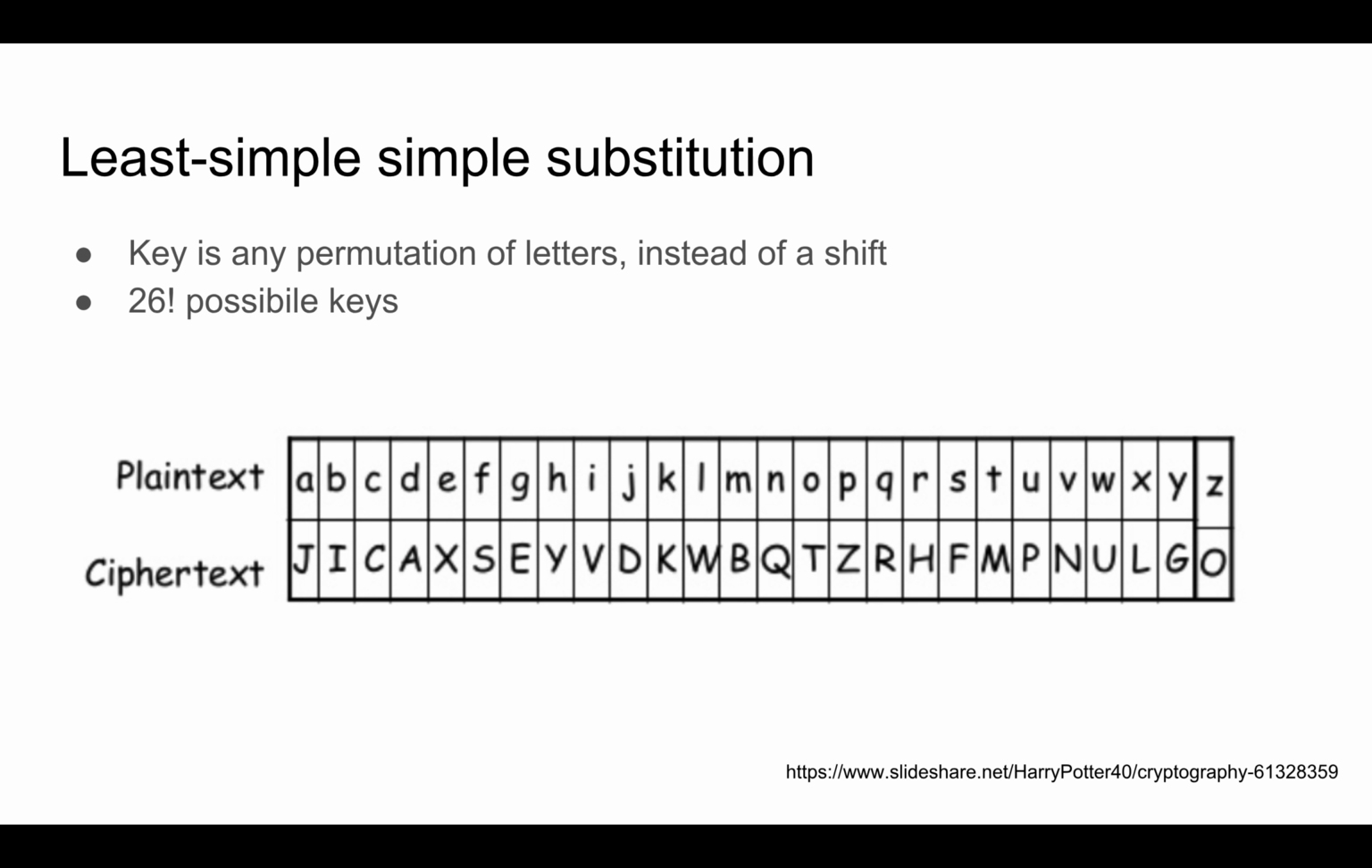Here's another type of substitution, random permutation, where the key is any permutation of letters instead of a shift. The number of possible keys is equal to 26 factorial, which is why this is called the least simple substitution. The picture shows a particular permutation of the plain text to produce a ciphertext.